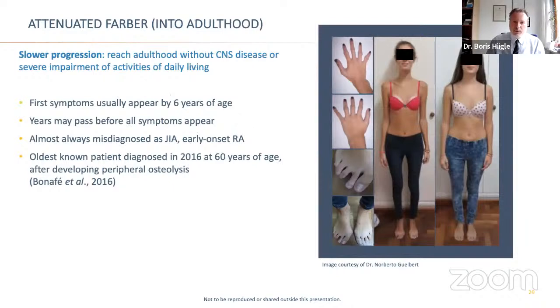There are attenuated cases of Farber's disease which grow into adulthood. There are these two sisters who are always given as examples. There are a couple of other patients as well, and you can see there from the hands that they do have these nodules on the fingers with the arthritis.